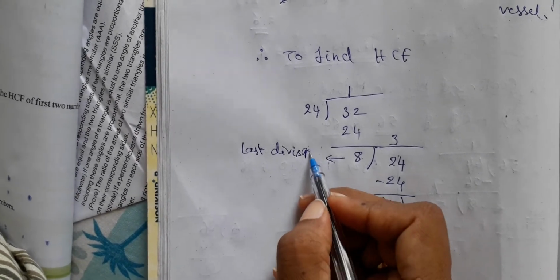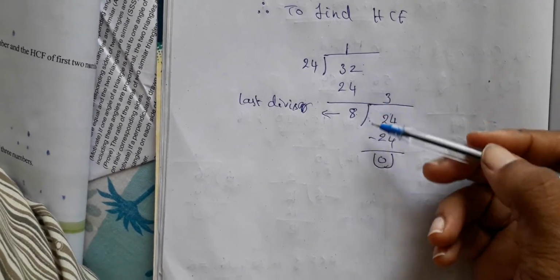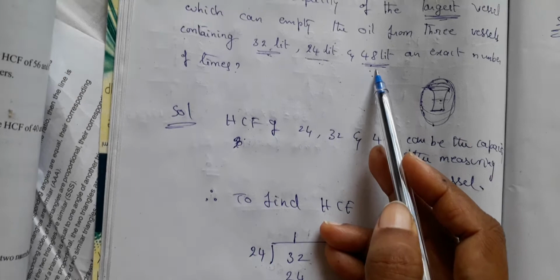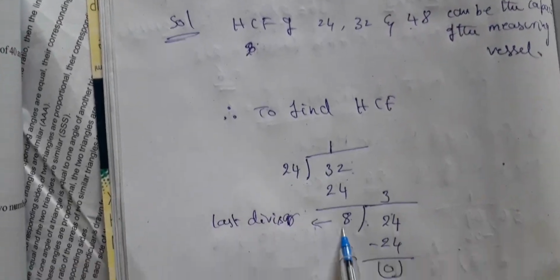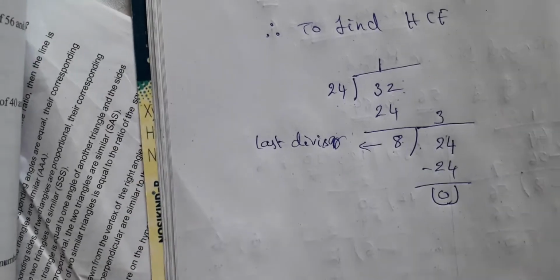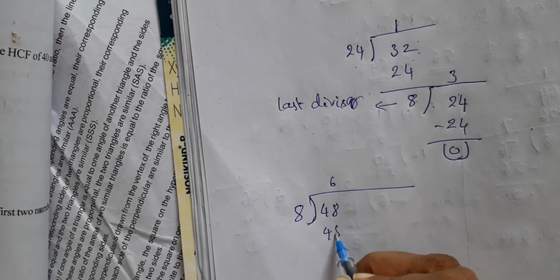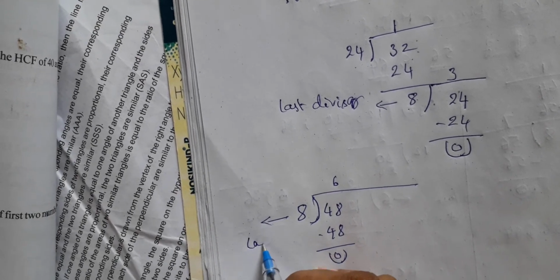So what should be done? If only 2 numbers are given, then this last divisor can be the HCF of both. But we have one more container, the 48 liter container. So we have to take this as the divisor and 48 as the dividend. So 8 should divide 48. 8 6s are 48. The remainder is 0. So the last divisor is 8 itself.